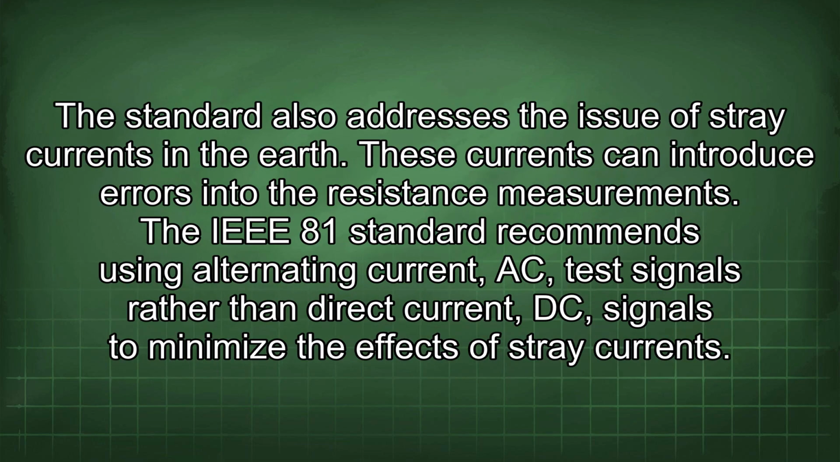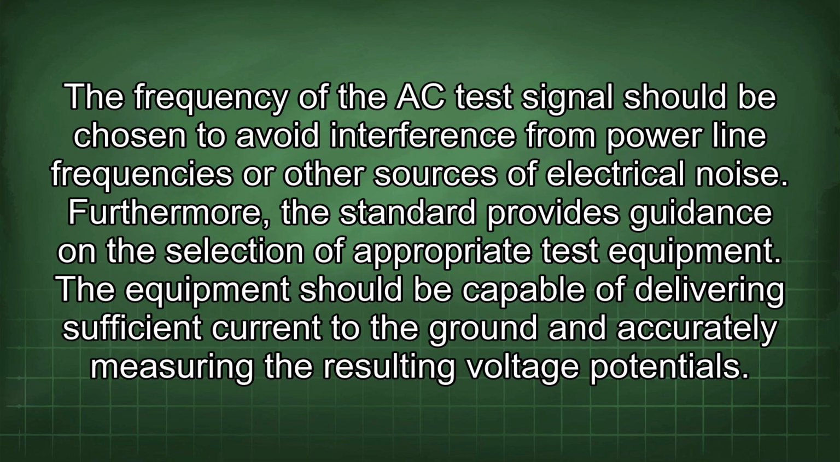The standard also addresses the issue of stray currents in the earth. These currents can introduce errors into the resistance measurements. The IEEE 81 standard recommends using alternating current (AC) test signals rather than direct current (DC) signals to minimize the effects of stray currents. The frequency of the AC test signal should be chosen to avoid interference from power line frequencies or other sources of electrical noise.